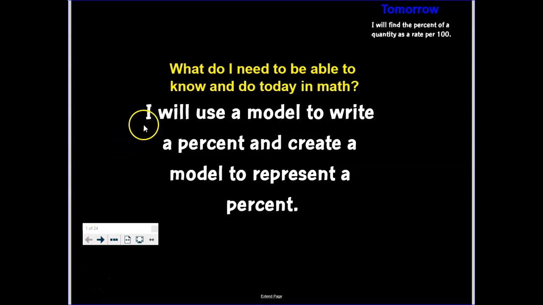Today our objective is: I will use a model to write a percent and create a model to represent a percent. Now remember, a model is a picture or a visual representation of something, and so today we're going to use models to help us understand percents better. Tomorrow in math, our objective is: I will find the percent of a quantity as a rate per 100.